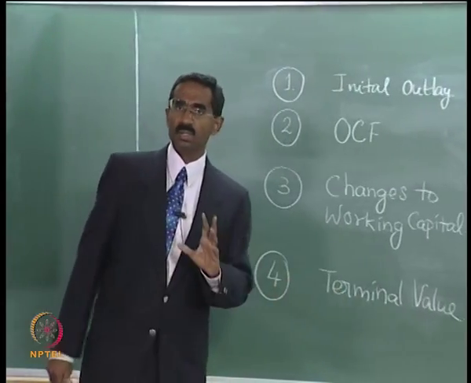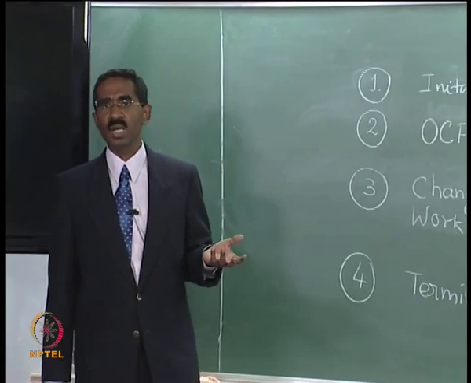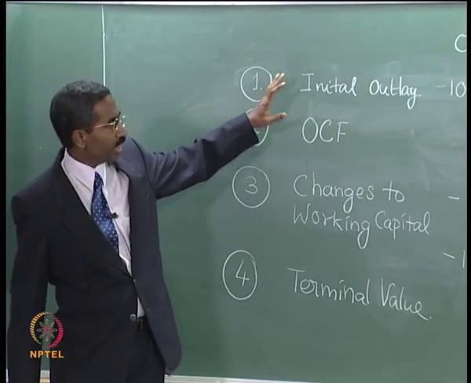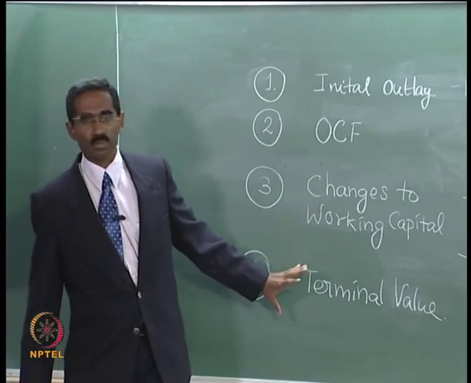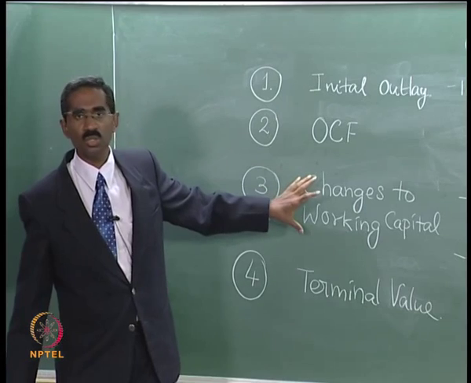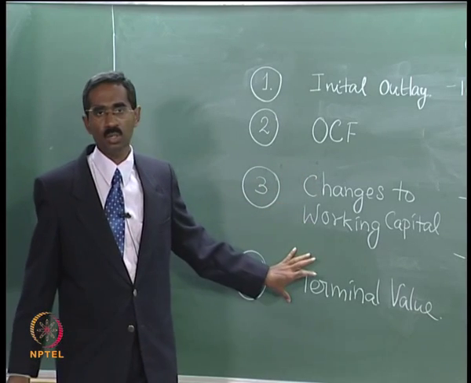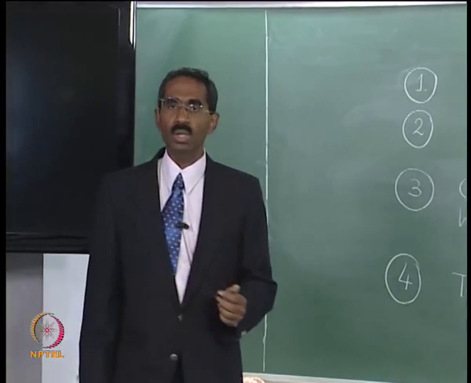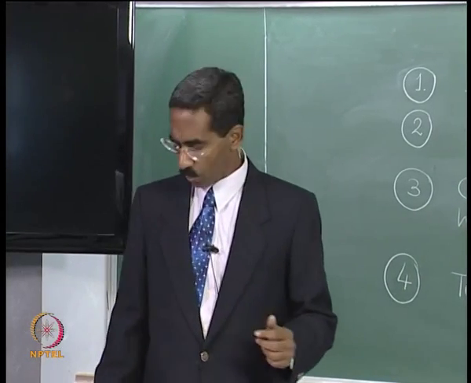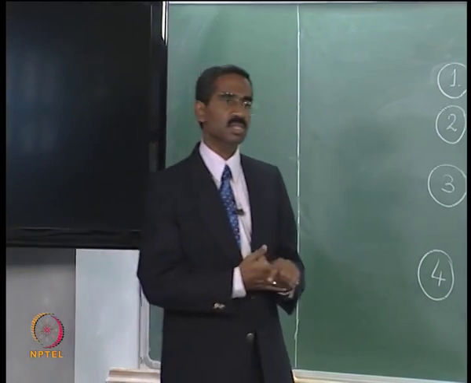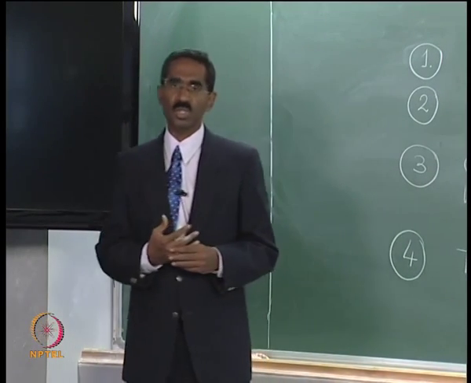So for the project that we have looked at as an example, these are the cash flows for each of the different cash flow streams: for initial outlay, for operating cash flow, for changes to the working capital, and then your terminal value. Now in the next lecture we will try and see how we actually use these different cash flow streams to make a decision on whether to invest in this project or not.